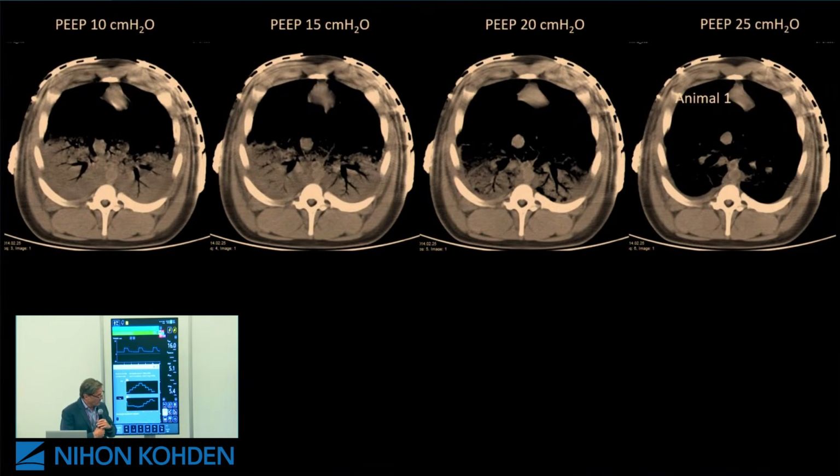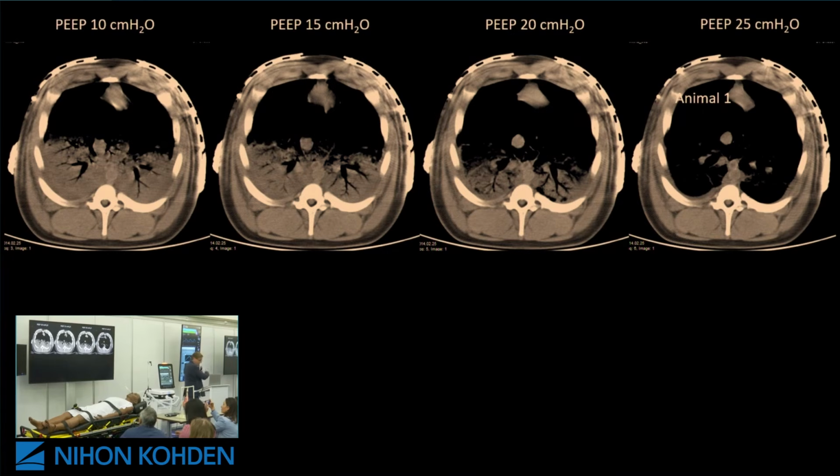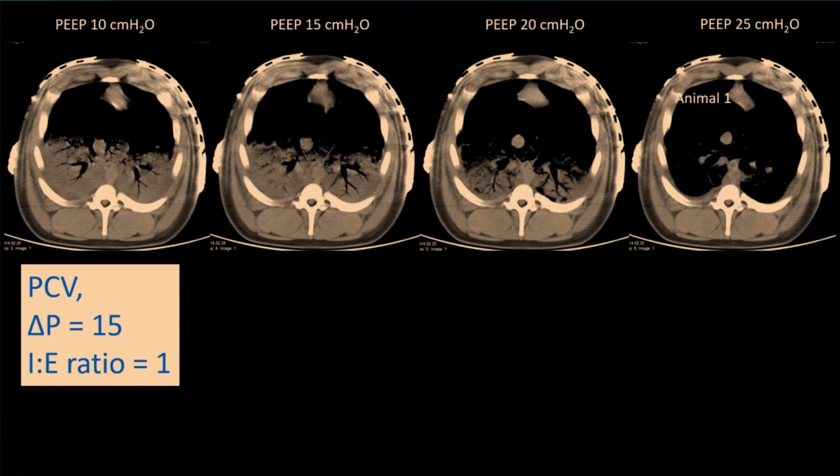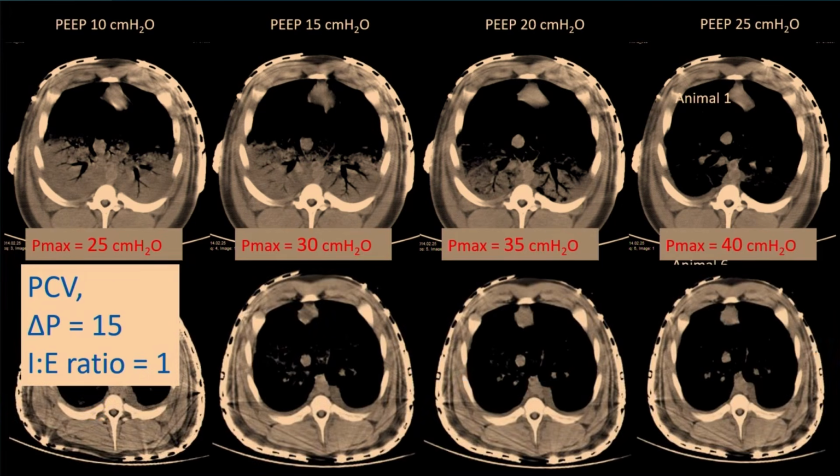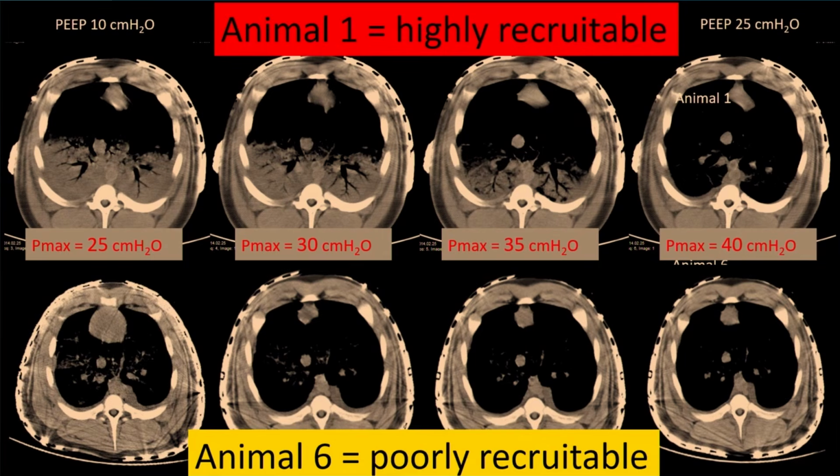This is the common way we see the recruitability. This is an animal that is highly recruitable. We are increasing PIP exactly like in this maneuver. And for instance, if we go to this other animal, he was already recruited, so there is no recruitment during these steps. So high recruitment and low recruitment. Okay, so low recruitment could be also a lobe that was completely filled with pus, and then you could not recruit, like in this animal with normal lung.